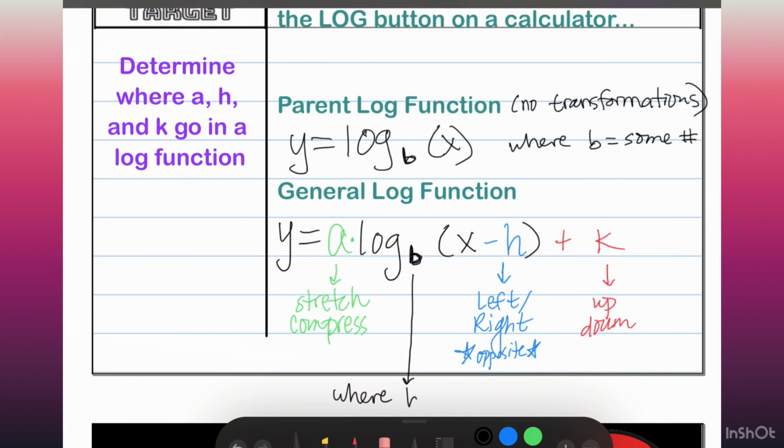And just like our parent function, the b value is just some number, nothing specific. And there we go. That's transforming your log functions.